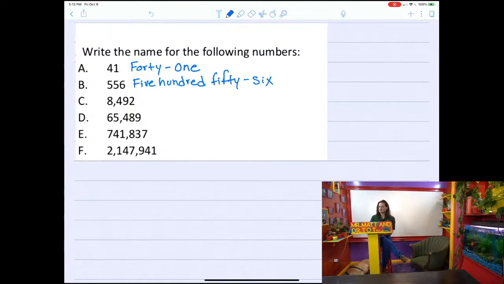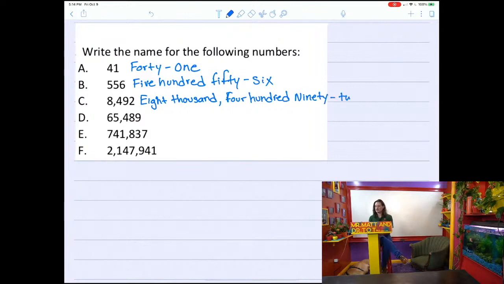C, 8,492, starting with the thousands. We have 8,000, comma. Notice that there's a comma after the 8, so there should be a comma after 8,000. 400, then go to the multiple of 10, which is 90, place a dash, write out the ones digit of 2. So 8,492.